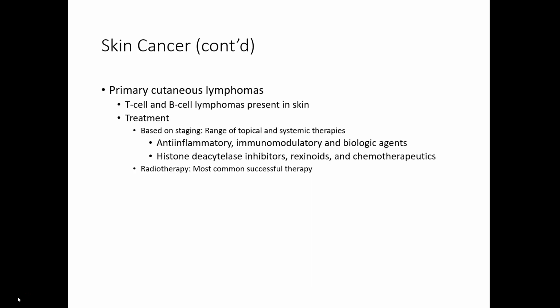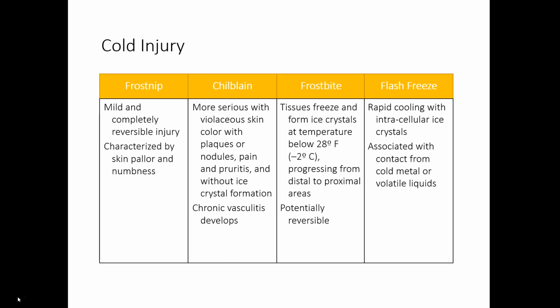And then we get primarily cutaneous lymphoma. Either T cell or B cell lymphomas are present in the skin. Treatment is based on staging, ranging from topical to systemic therapies: anti-inflammatory, immunomodulating, and biological agents. Histone deacetylase inhibitors, rexinoids, and chemotherapeutics are often utilized. Radiotherapy is the most common successful therapy known.